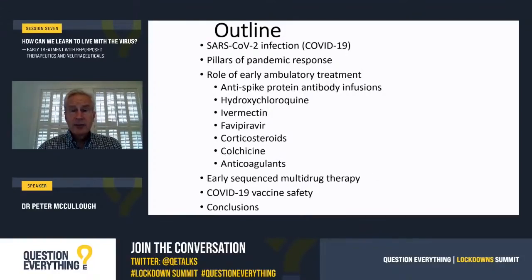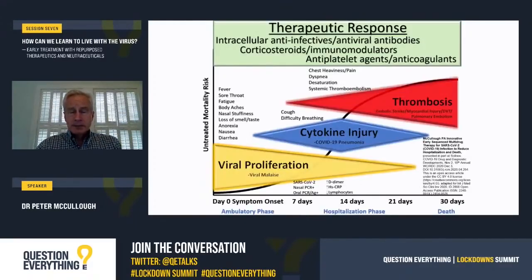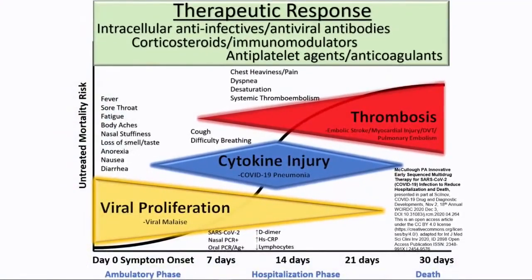I'll follow this outline and make a few comments with respect to each one of these bullets. The first is just the infection itself. It's important to recognize there's three major components to the infection: viral proliferation, cytokine injury or inflammation, and then thrombosis. And so the characteristic signs and symptoms and laboratory tests are shown here. And the point is, it's a very long illness. COVID-19 is a potentially fatal illness, but it goes in slow motion. And in almost every person, it starts out as a very mild head cold.